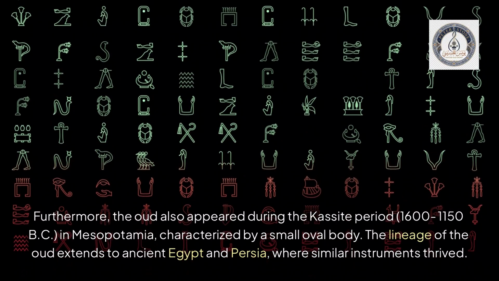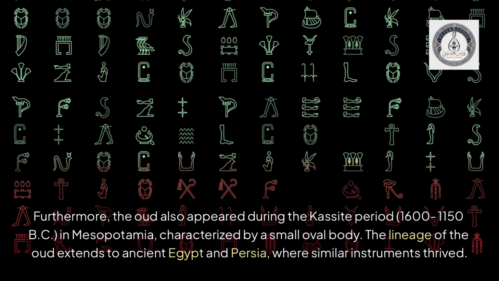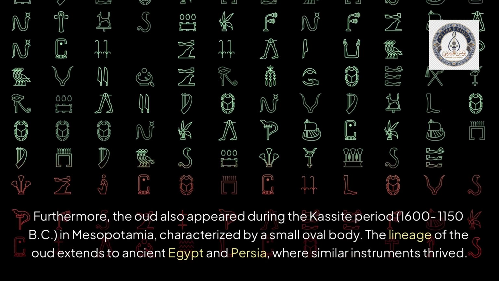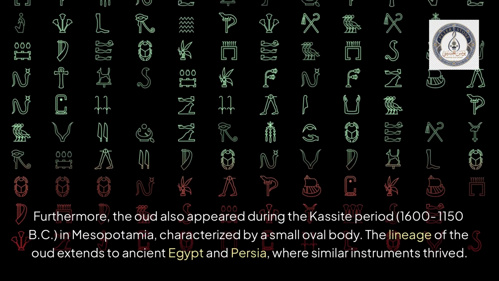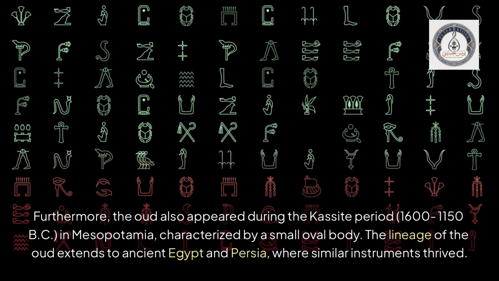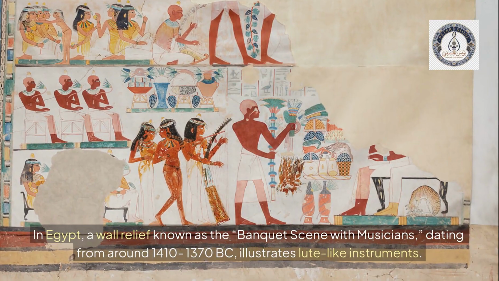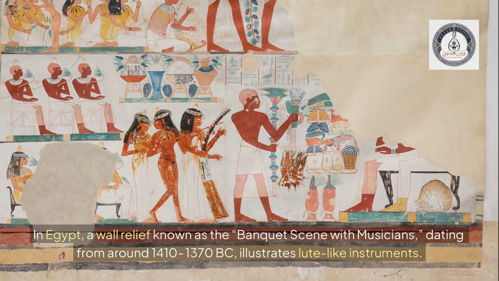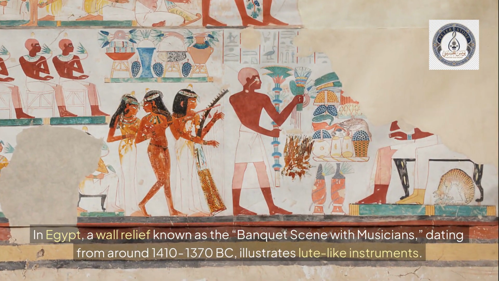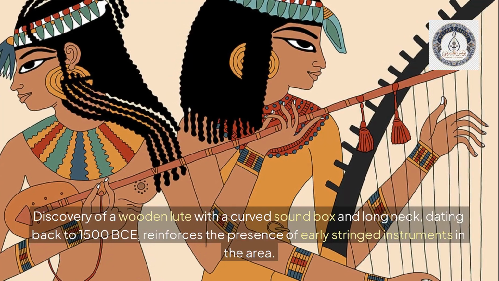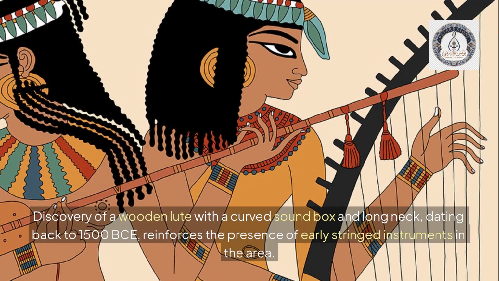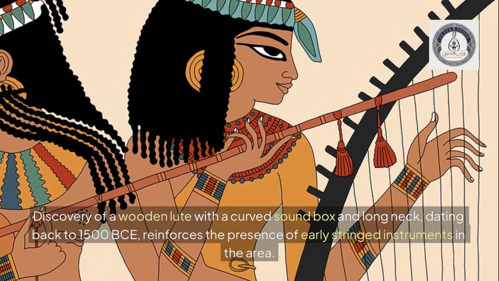Furthermore, the oud also appeared during the Kassite period, 1600 to 1150 BC, in Mesopotamia, characterized by a small oval body. The lineage of the oud extends to ancient Egypt and Persia, where similar instruments thrived. In Egypt, a wall relief known as the banquet scene with musicians, dating from around 1410 to 1370 BC, illustrates lute-like instruments. Discovery of a wooden lute with a curved sound box and long neck, dating back to 1500 BCE, reinforces the presence of early stringed instruments in the area.